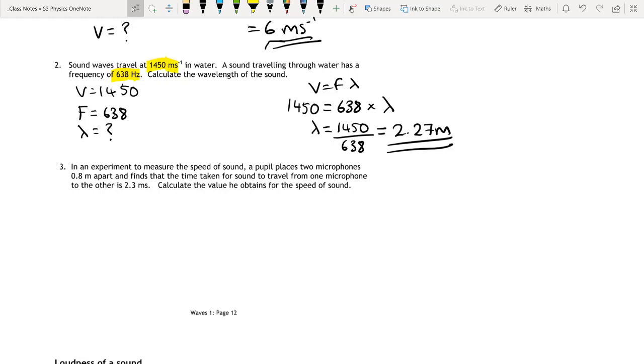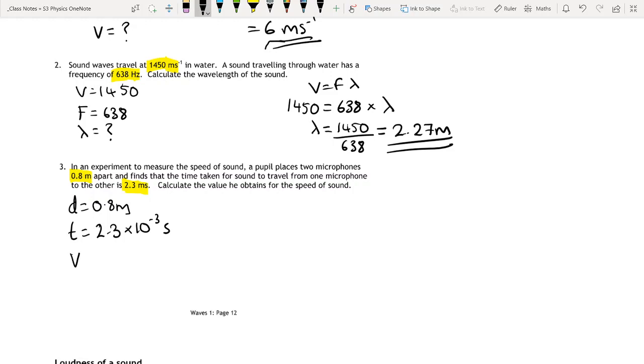The final question. In an experiment to measure the speed of sound, a pupil places 2 microphones 0.8 meters apart, so very like the experiment I did last time, and finds the time taken for the sound to travel from one microphone to the other is 2.3 milliseconds. Calculate the value he obtains for the speed of sound. So we've got a distance traveled, and we've got the time it takes to get there, 2.3 milliseconds. So remember, change it into seconds.